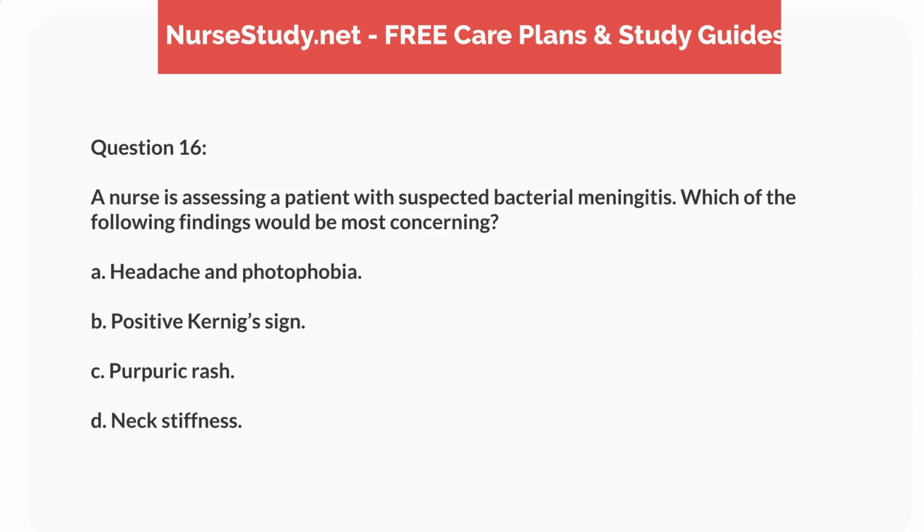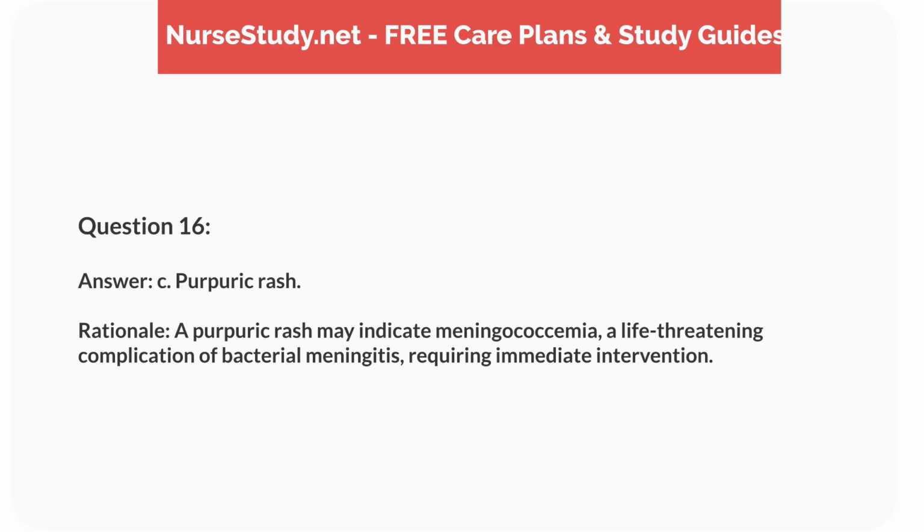Question 16. A nurse is assessing a patient with suspected bacterial meningitis. Which of the following findings would be most concerning? A. Headache and photophobia. B. Positive Koenig sign. C. Purpuric rash. D. Neck stiffness. Answer: C. Purpuric rash. Rationale: a purpuric rash may indicate meningococcemia, a life-threatening complication of bacterial meningitis, requiring immediate intervention.